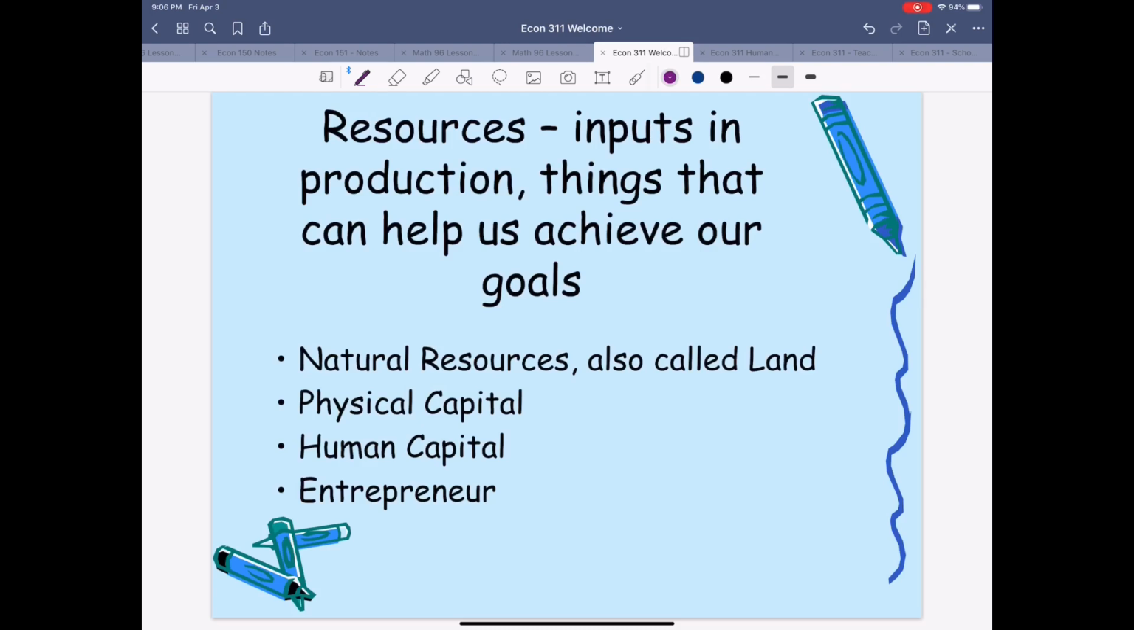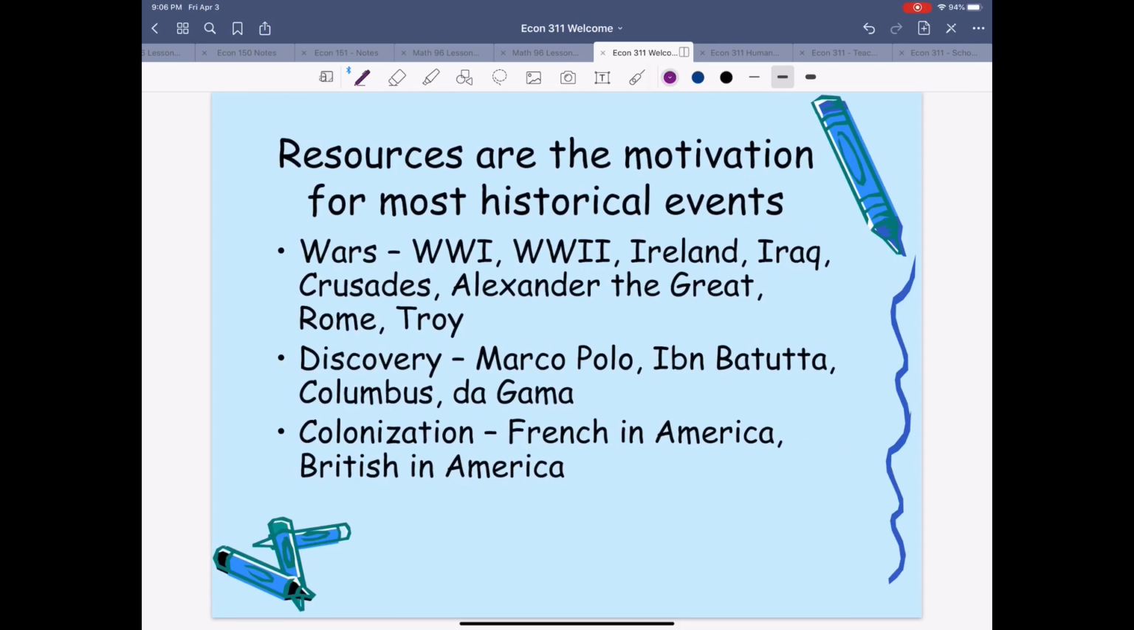Let's define them and then categorize them by the 4 types that we were looking at before. Resources, by definition, are the inputs that go into producing the things that we want. And we use these resources to help us achieve our goals. And so we categorize them into those 4 categories we saw before.